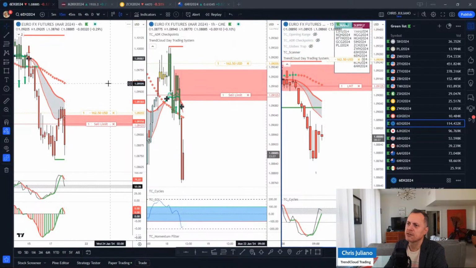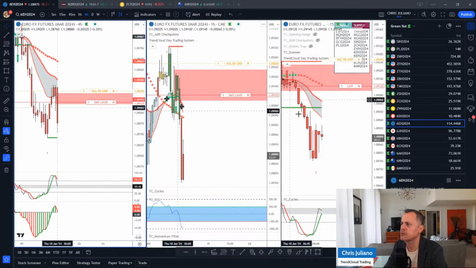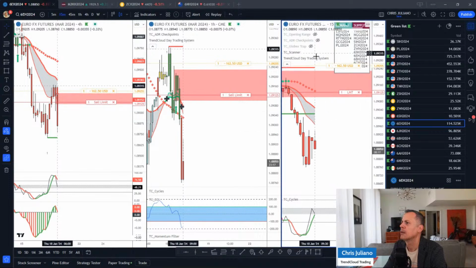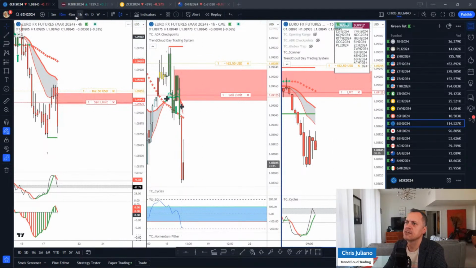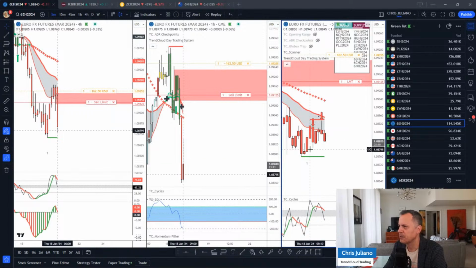Pulling back to the trend cloud. And we've got this supply zone up here to the short side. No trend cloud signals there. 5 minute. 5 minute is giving us a second trend cloud signal right here.